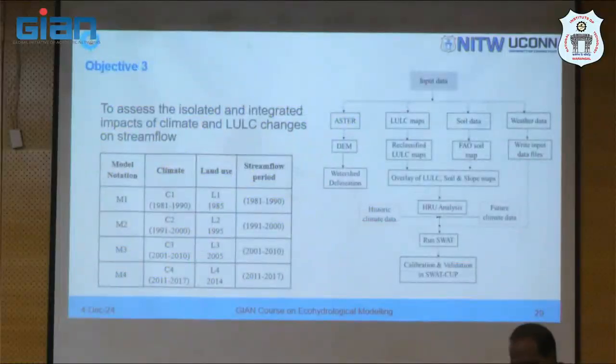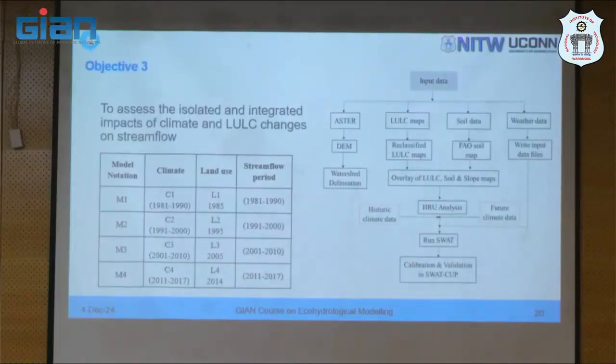Now, coming to the third part, you have analyzed that land use is changing, you have analyzed that climate is changing, but how does it affect the stream flow? So, we use the SWAT model. We have taken the data, set up the SWAT model, calibrated it, validated it, and then run it. But to run it, we created different scenarios. We created a decadal climate and land use.